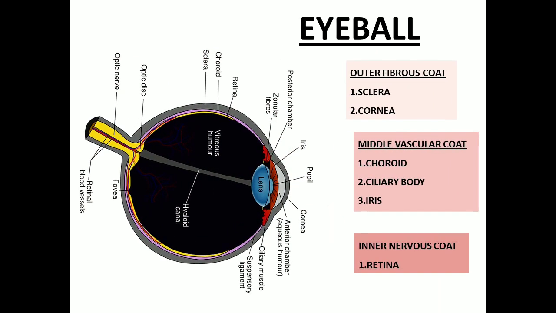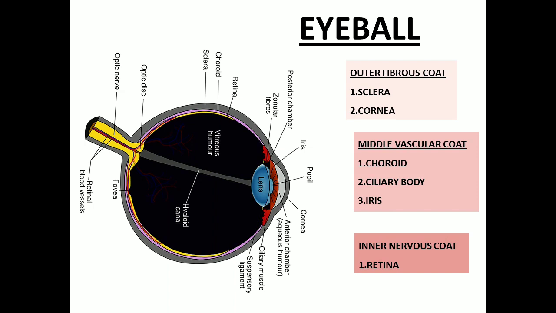Histology of cornea. Before going to the detailed histology of the cornea, you are supposed to know the basic anatomy of the eyeball. As we have learned earlier, the eyeball is made up of three layers: outer fibrous coat, middle vascular coat, and the inner nervous coat.